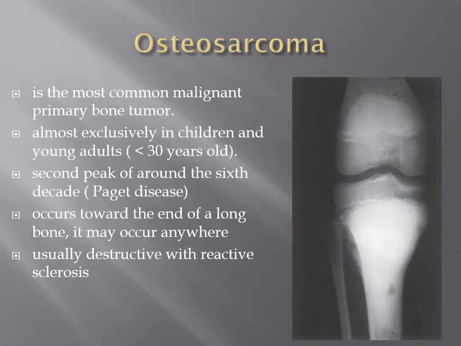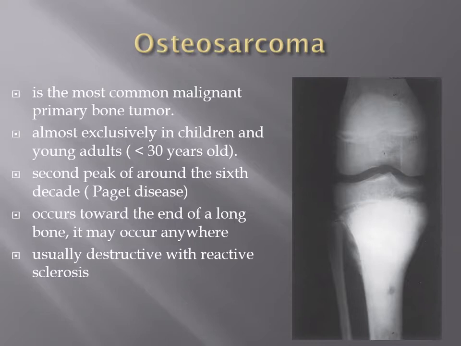Starting with osteosarcoma, as we mentioned, this is one of the commonest malignant primary bone tumors, exclusively in the younger age group, children and young adults less than 30. However, there is another peak of the lesions in the 6th decade, but mostly when patients have Paget disease. It usually occurs toward the end of the long bones, but it can occur anywhere, and usually it is destructive with reactive sclerosis. So when you see osteosarcoma in an elderly age group, it's Paget. Don't think twice.